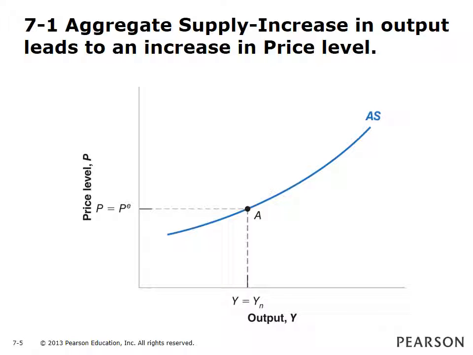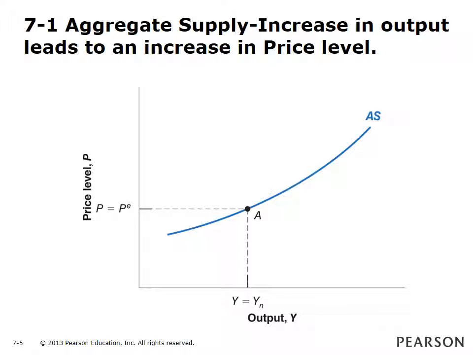The second key feature of the AS relation is that an increase in the expected price level leads one-for-one to an increase in the actual price level. As PE increases, nominal wages will increase as a result of people negotiating for higher wages, and this will lead to an increase in the actual price level shown by the PS relation.